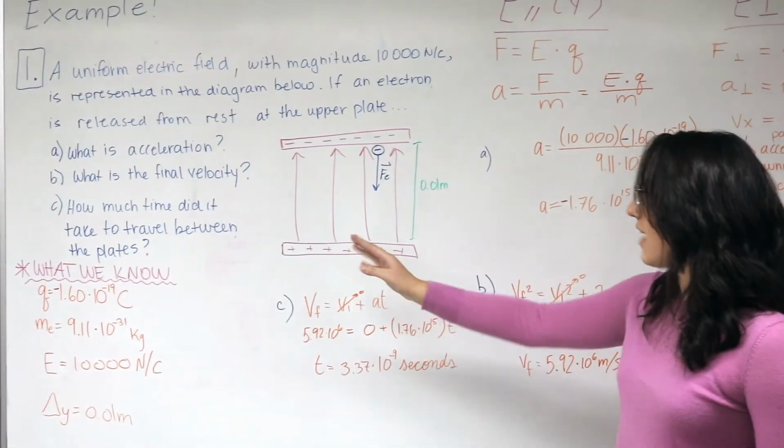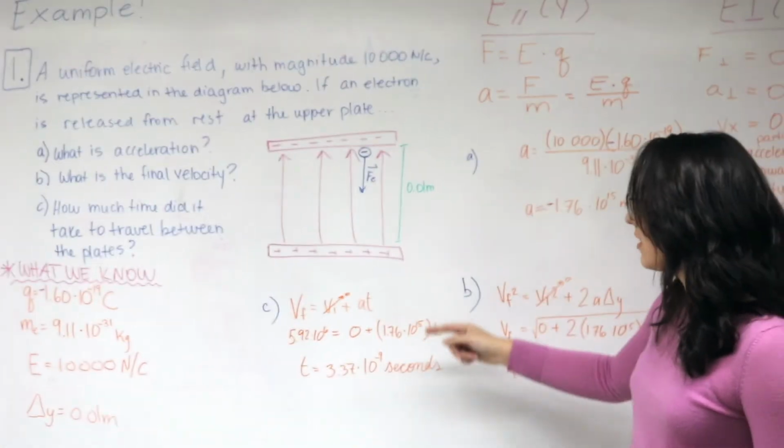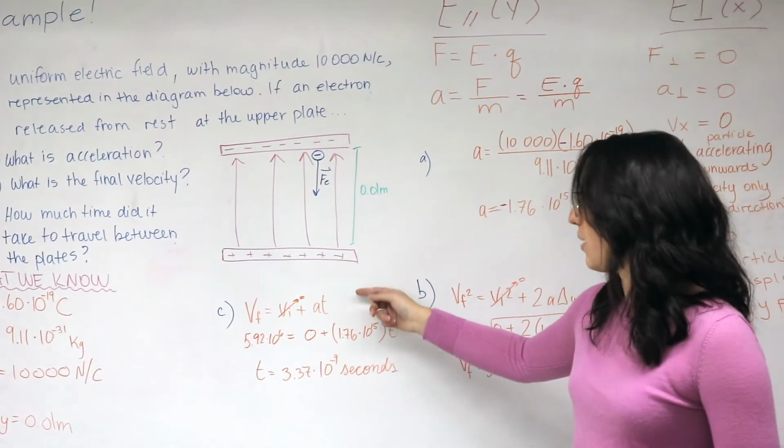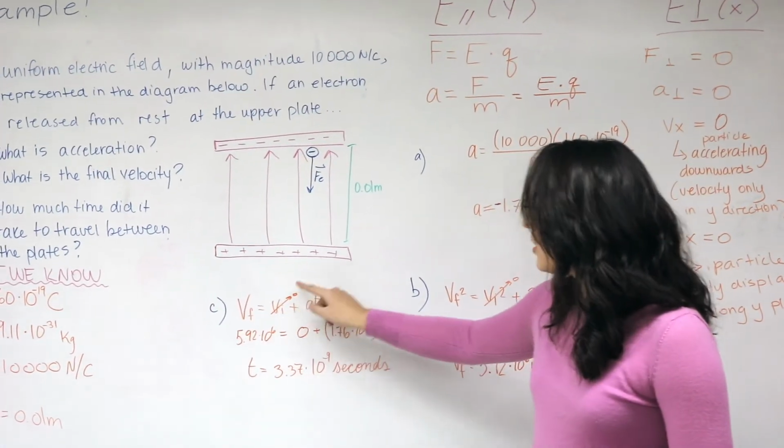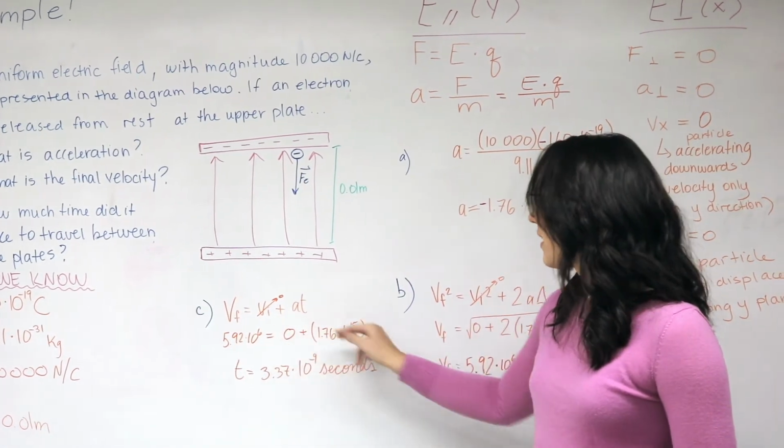Final question is the time that it took to travel between the plates. We use the other kinematic equation that has the time in it. The initial velocity is also 0, and we plug in the values, isolate t, and we got this.